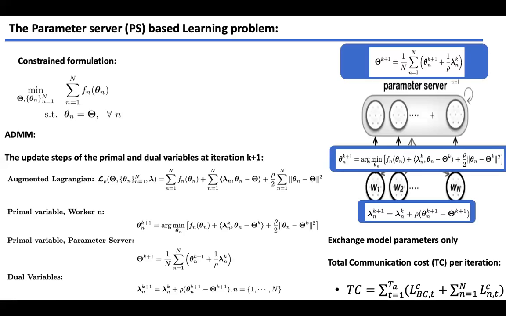So this is the communication cost to reach accuracy A. We have one broadcast per iteration. To reach accuracy A, we need to go for T_A iterations, where we have the cost of using the downlink at every iteration, plus the cost of using the uplink from every worker to the parameter server. So we have n workers, we sum up all of these. This is the total communication cost.